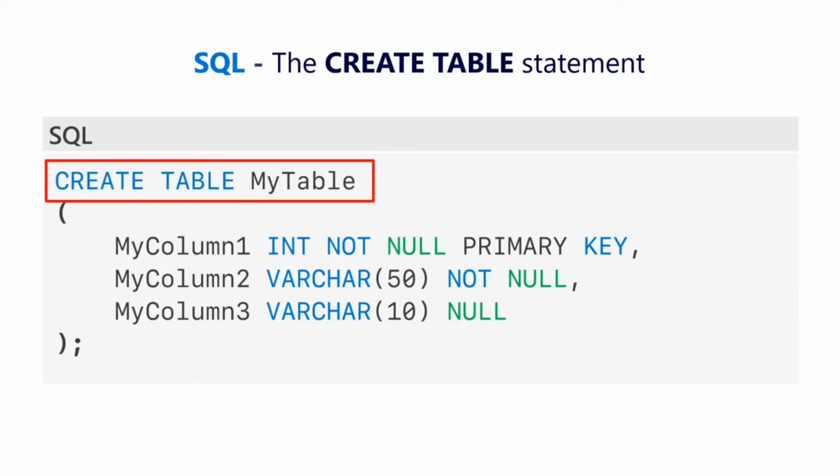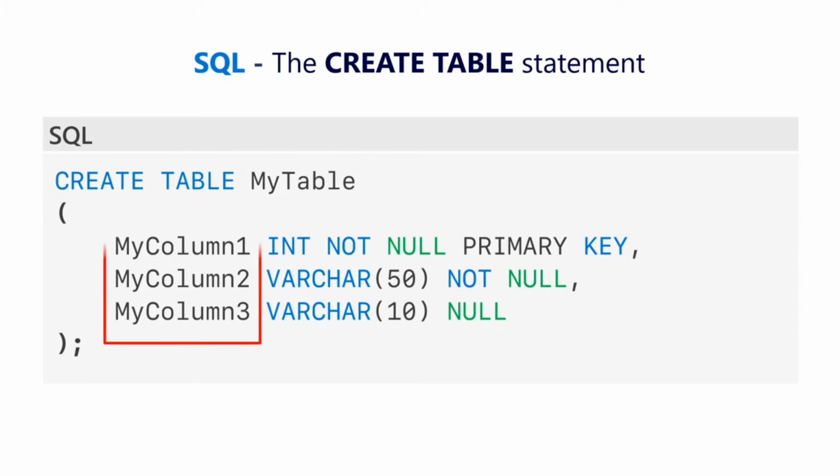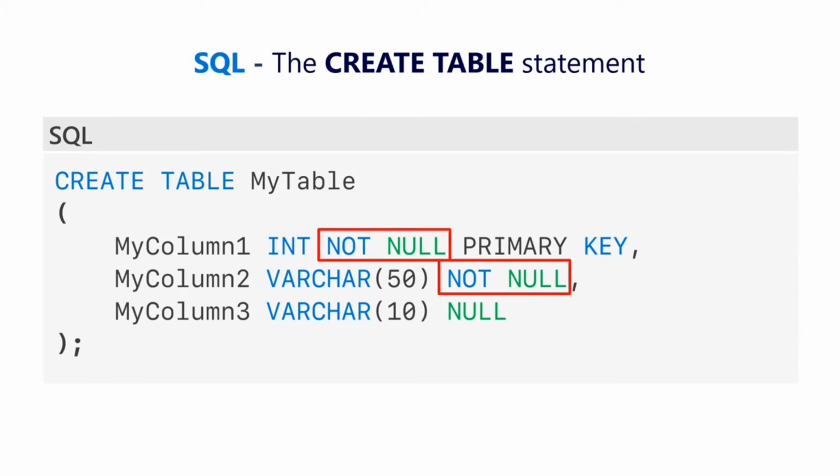The items to specify the details of each column are placed between the parentheses. These include the column name, the data type such as int for integers or varchar for strings, whether the column must always contain a value, which is written as not null, and whether the data in the column is used to uniquely identify a row, which is written as primary key.